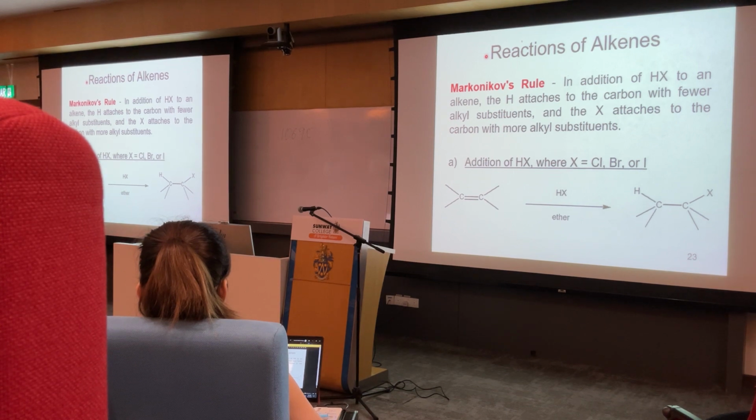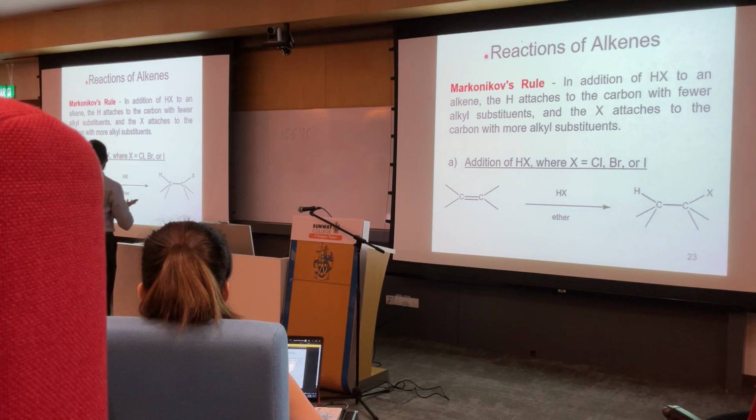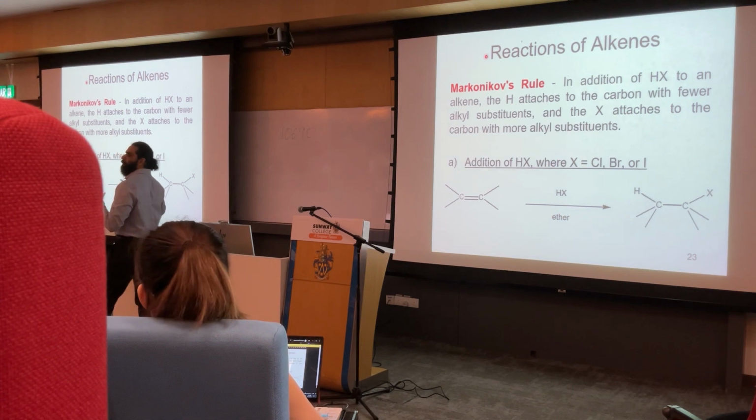But in case we have an unsymmetrical carbon-carbon double bond, meaning that we have different groups on this carbon and different groups on that carbon, in those cases, where do we add hydrogen and where do we add halogen? That's the same question as for the Sedgwick rule, right? So for that we have the Markovnikov rule. The Markovnikov rule is actually the reverse of the Sedgwick rule, which helps us decide where we can put hydrogen and where we can put halogen.